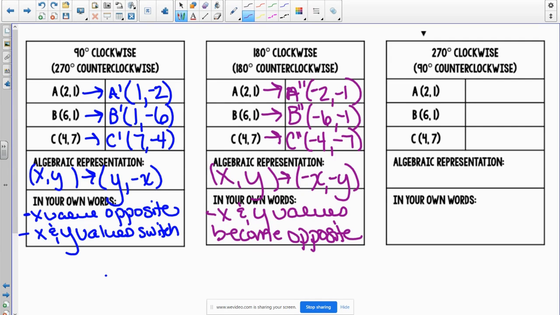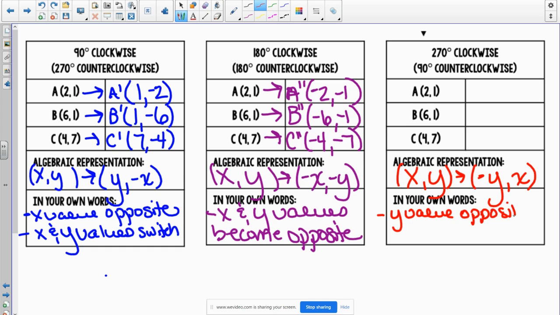So we're going to go back to our rules. One last rule here. So the 270 degrees clockwise or the 90 degrees counterclockwise. This time the rule is we're going to start with our x, y, of course, and it's going to yield, I'm sorry, opposite of y, x. Opposite of y, x. So this time the y value is the opposite. And the x and y values switch.